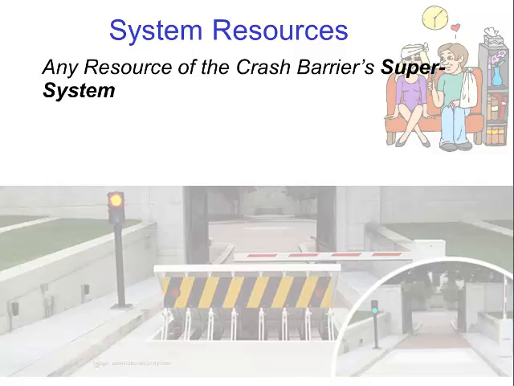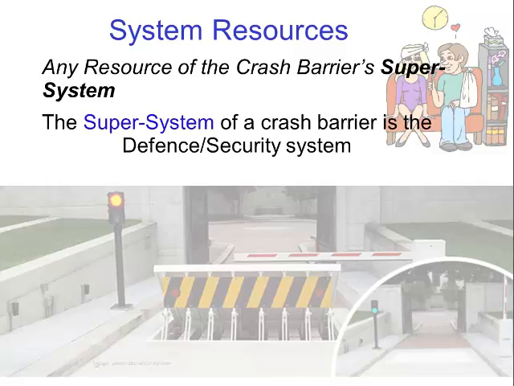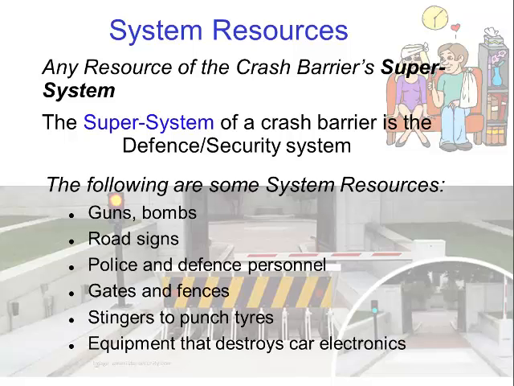In order to identify the superior system, it is often sufficient to establish the system that the product we develop delivers the main useful function to. Obviously, the crash barrier delivers the main useful function to a defense or security system that protects residents and property. Therefore, numerous elements of this defense or security system can be looked at as hidden treasures for our purposes. Some of these resources are shown in this slide.